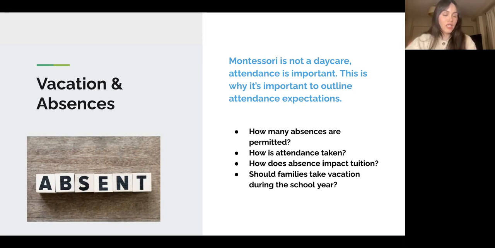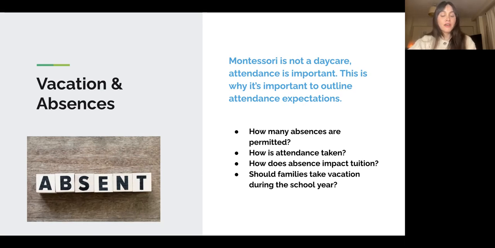This is a school, we expect the children to come in. So you can talk about how many absences are permitted. Obviously children get sick, they have to go to the doctor sometimes. That's completely acceptable. Do you make parents bring in doctor's notes, things like this? You can all address that here. How is attendance taken? Do you have an app? I know some people will use Brightwheel, things like this, in order to take attendance and keep track of that every day.